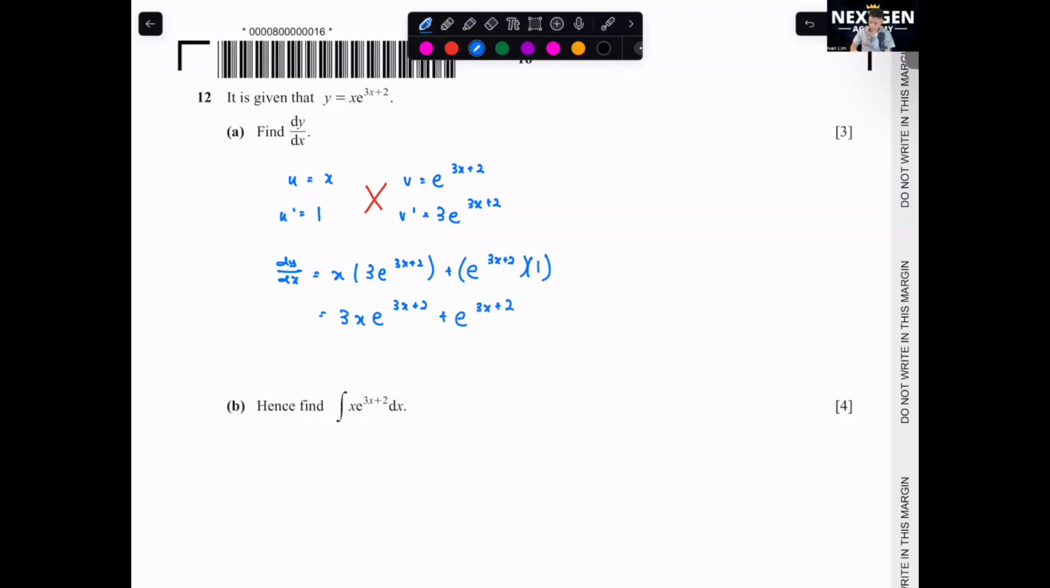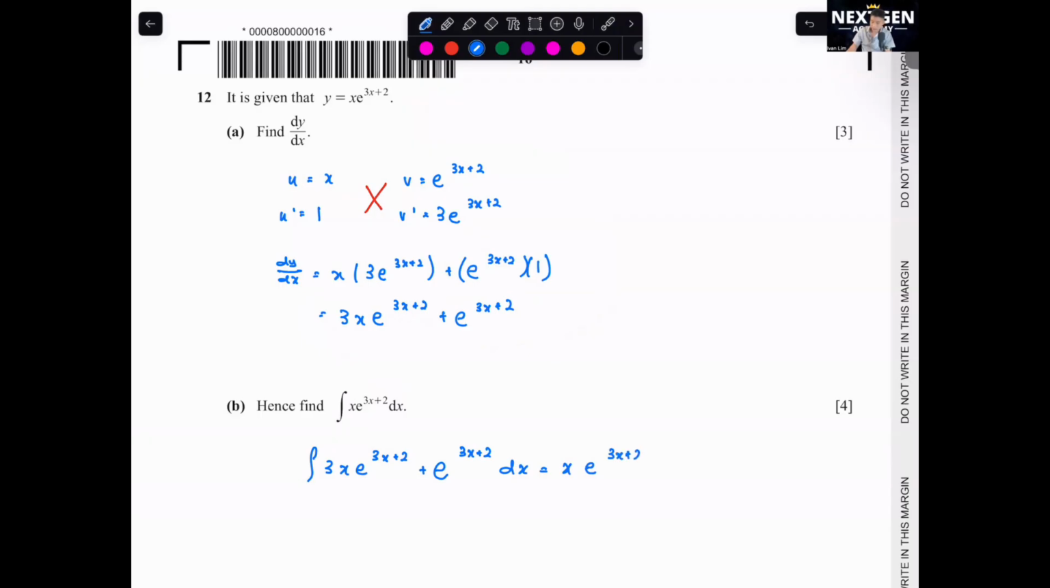Hence, find the integral of this. This is called a reverse differentiation method. They are not asking you to integrate from this value itself. They're asking you to use from here. When we integrate, we go back to the question again. So we will start from here first. Why we use that is because part of this is here. So when we integrate 3x e to the power of 3x plus 2 plus e to the power of 3x plus 2, we'll go back to the question again.